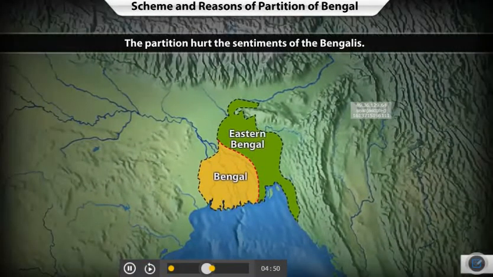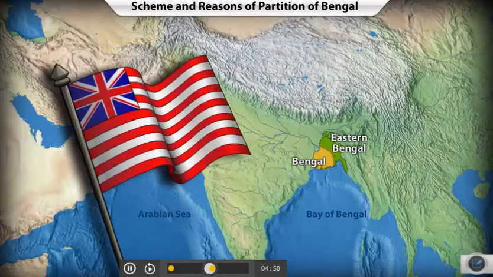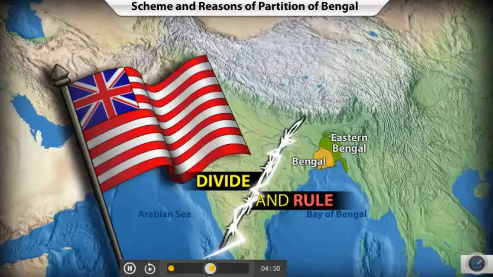The partition not only hurt the sentiments of the Bengalis, but also shook the faith of the rest of the country. The Indian nationalists clearly saw how efficiently the British had executed the policy of divide and rule on the basis of territorial and religious grounds.